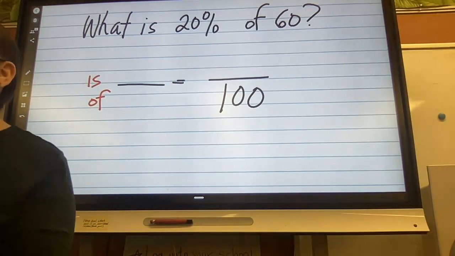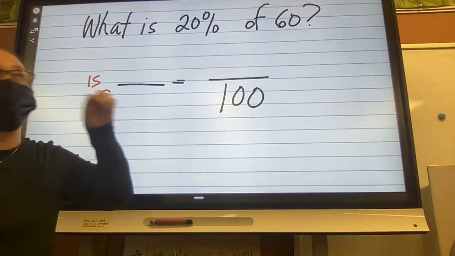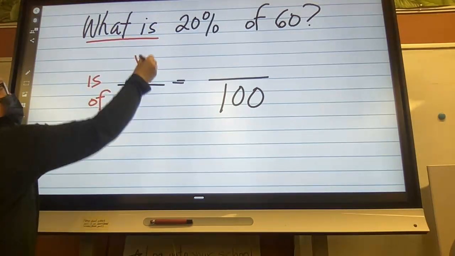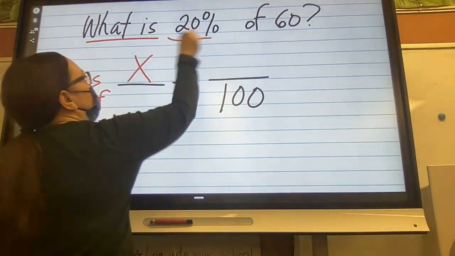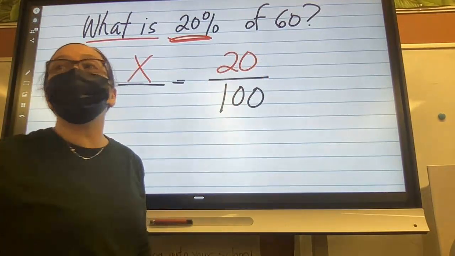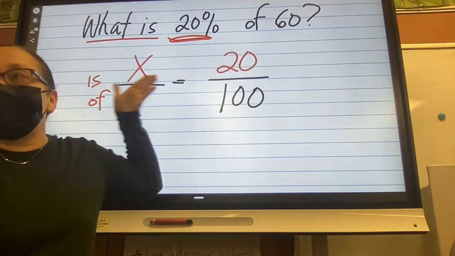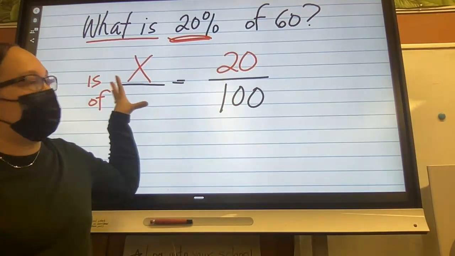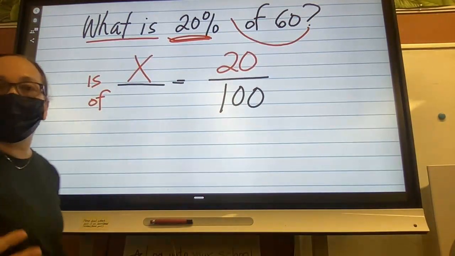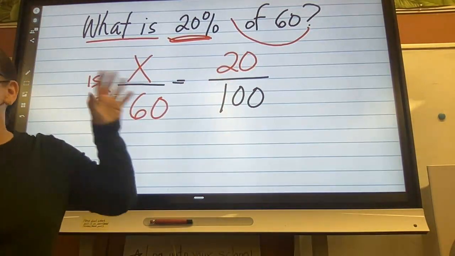Now we're going to set it up. As I said, we're going to find the position where each number belongs. We're looking for the is, so that will be our x. Since that is 20%, the percent goes here. You're not writing the percent sign, because if you write the percent sign, that will be 0.2. So we're just setting up a proportion. It says of 60. We know that of is the whole or the total, so you write it here. This is how we set up all the time.